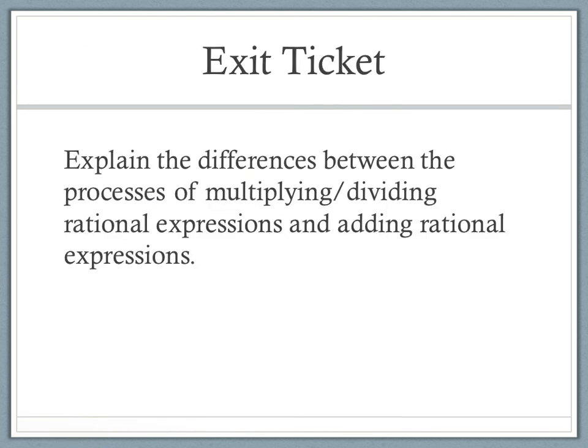All right, this last one just is explain the differences between the process of multiplying and dividing and adding and subtracting. If we think about it, with multiplying and dividing, we had to factor everything first, and then we try to cross things off or simplify our fractions. When we added and subtracted, we had to find our common denominator first. So that's some differences that we had. Go ahead and write these down in your own words, and go ahead and start the practice problems.